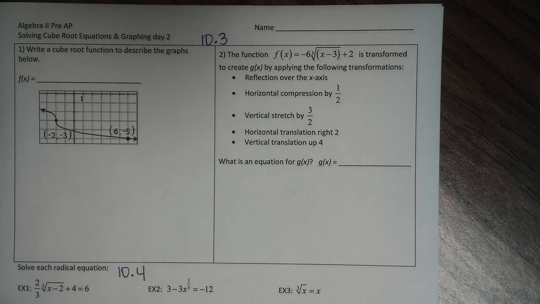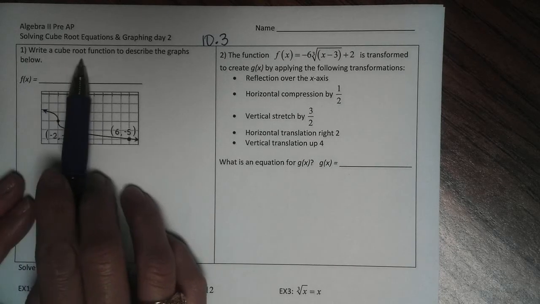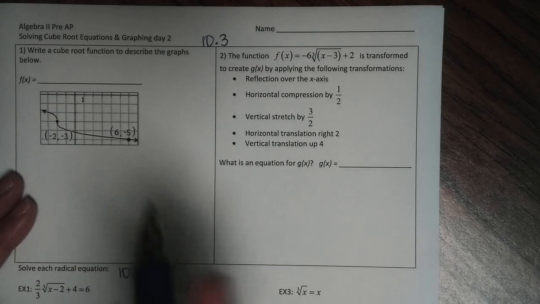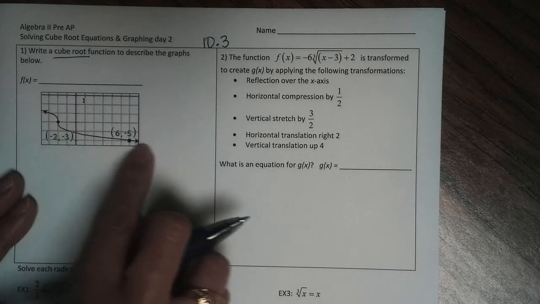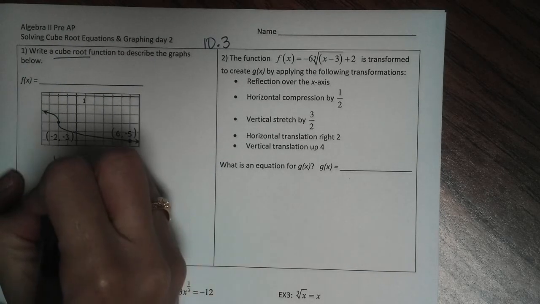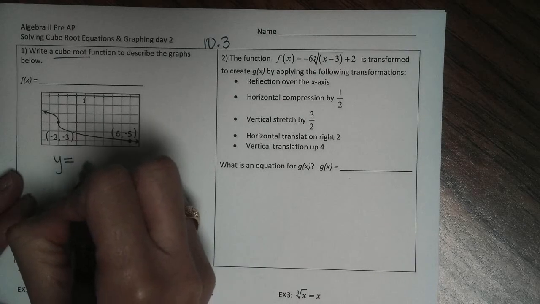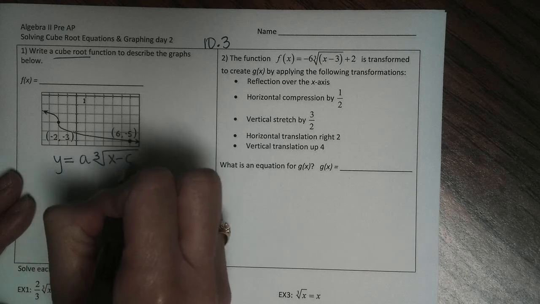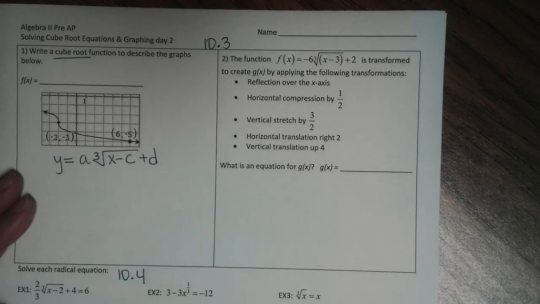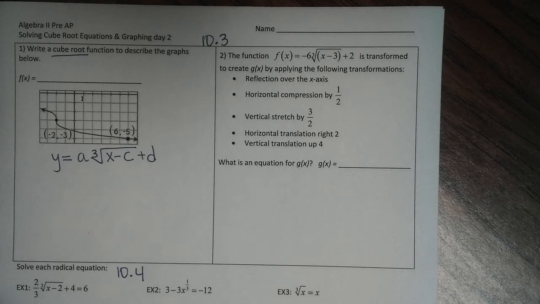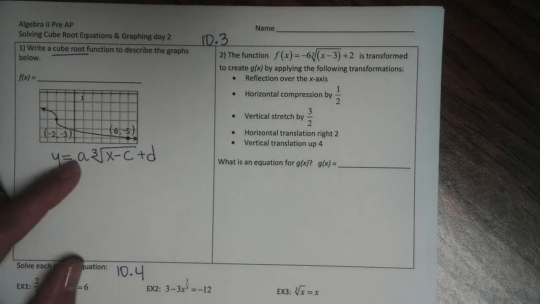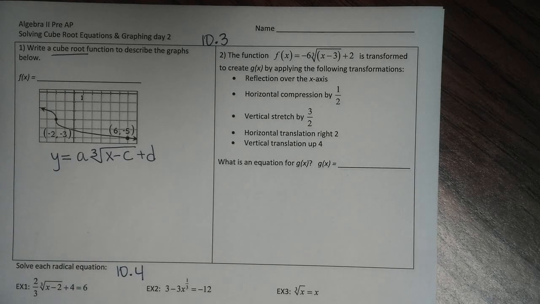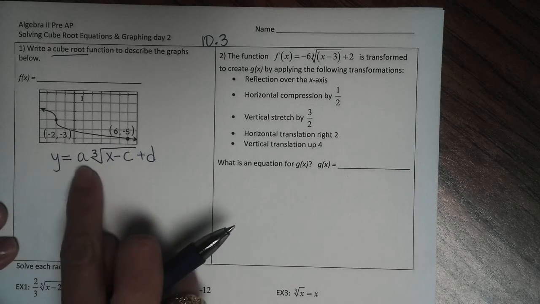Number 1, write a cube root function to describe the graph below. This is called a cube root graph because it's sideways like this. The way we're going to write it is y equals a cube root of x minus c plus d. Again, we're going to ignore the b value, because with cube roots it doesn't matter whether you do the a value on the outside or the b value on the inside. It's going to be the same, but it's always easiest to just do an a value.